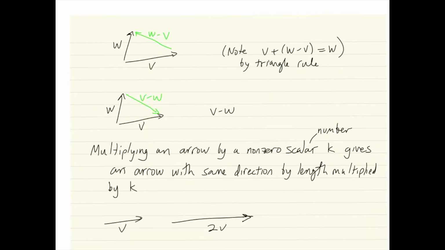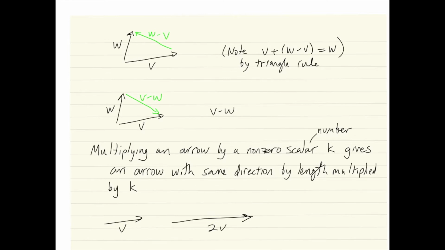To review what was on the previous slide, so this is what w minus v is, and then v minus w is going to be this, the same length but the opposite direction. One way to kind of see this is that w plus v minus w does indeed give you v.